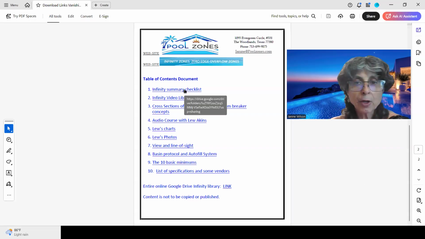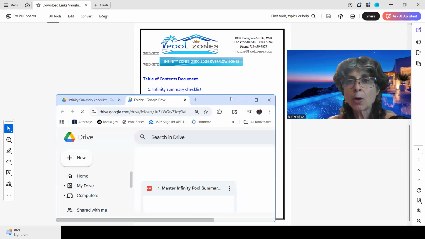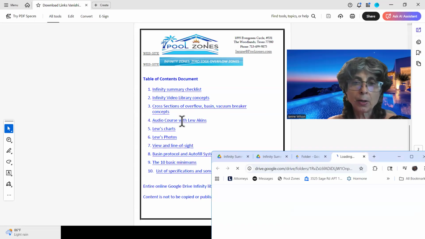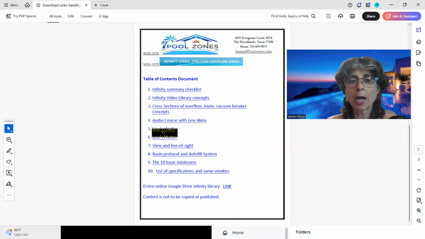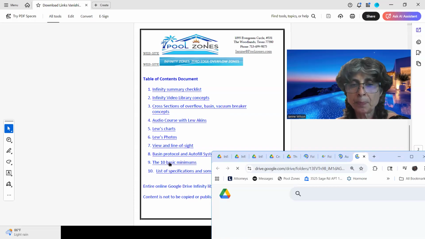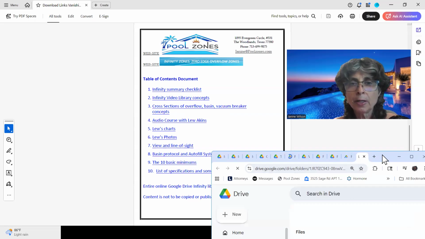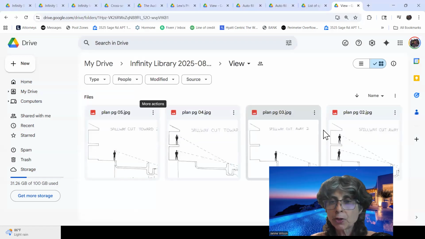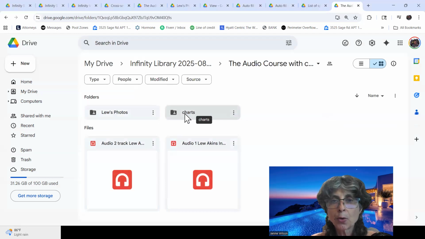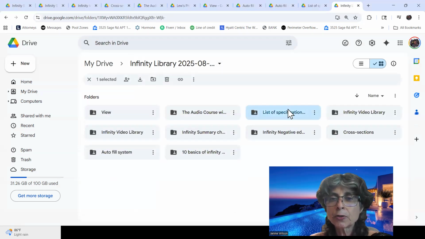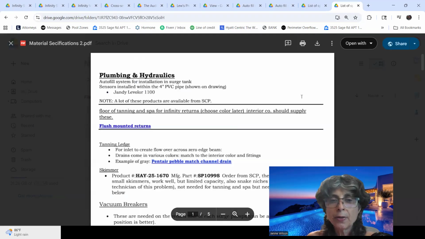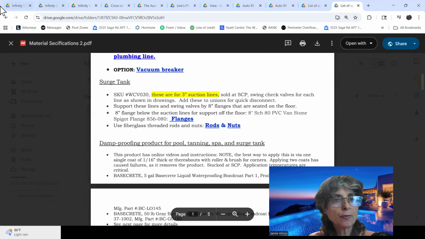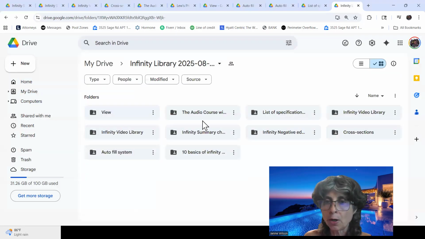Let me start by saying I have a comprehensive list of documents, and I also have a comprehensive list of videos and audio classes, charts, photographs, all sorts of basic ideas, which I've just clicked on to open up. And if we go to this library, we will see I've opened up many different sections of this library. I have an audio course in here. I have the list of specifications. So this is the master sheet that you would want to have educated yourself in one way or another regarding infinity pools. And it's pretty much the protocol.